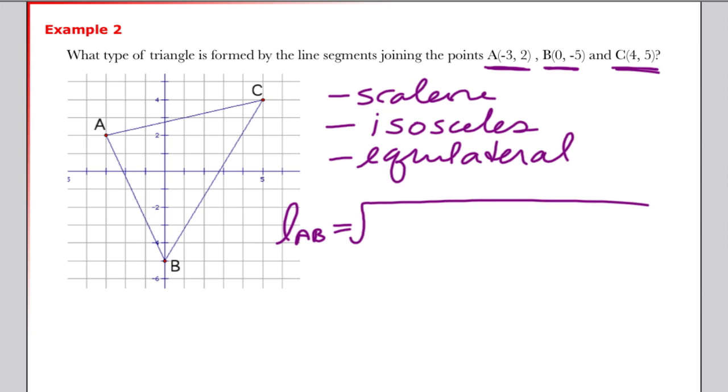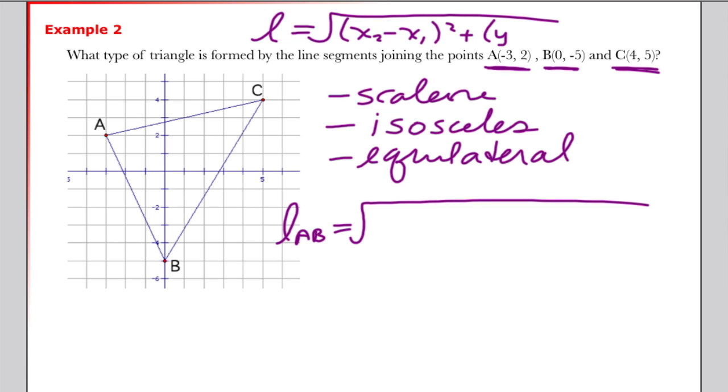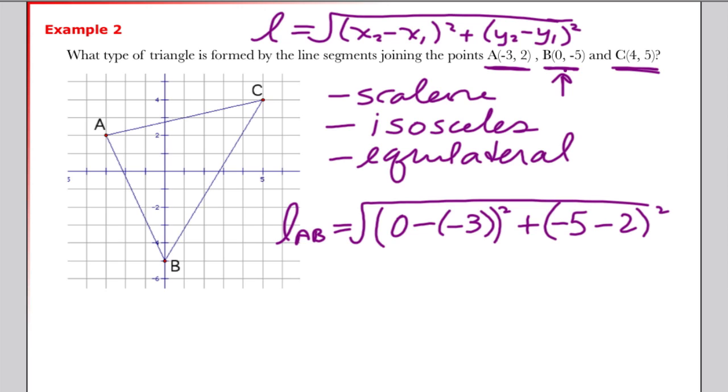Now I'm going to skip writing out the formula every time. I will write it up above: x2 minus x1 and y2 minus y1, and they're squared. So I'm going to apply that formula to all of my lengths. The first one, if I look at A and B, what I might do is use 0 as my x2, and then I'm going to subtract negative 3 as my x1. And then since I used this second ordered pair first, I need to do that again for my y values. So negative 5 minus 2, and that's squared.